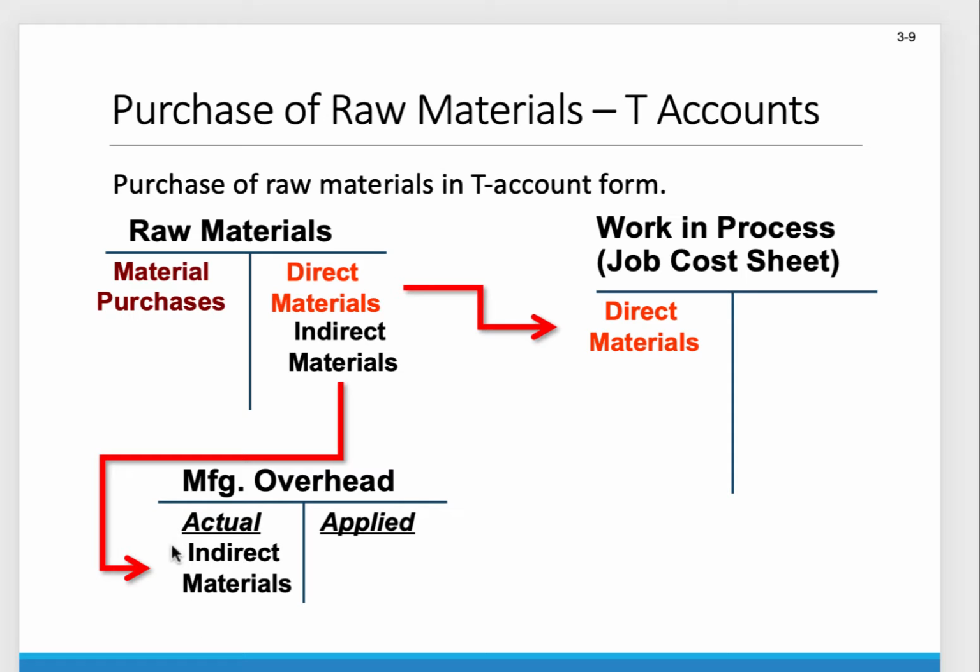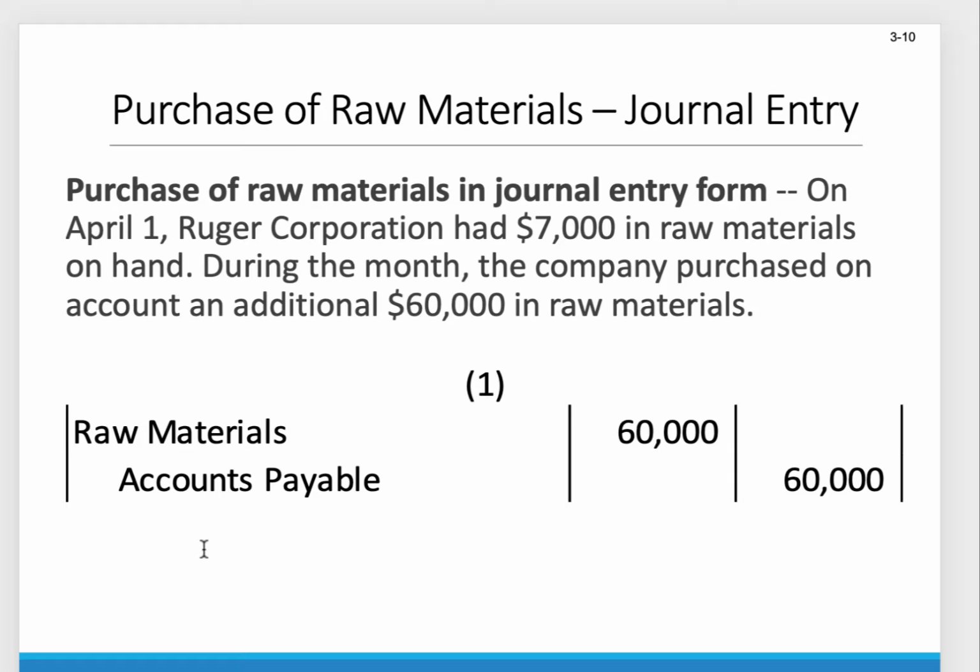We see a left side entry, because that's what actually occurred. So what does the journal entry look like? Well, the journal entry looks like this. On April 1st, Ruger had $7,000 in raw materials on hand. So we already had $7,000 sitting in raw materials inventory.